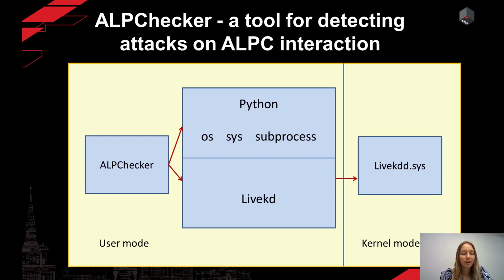Here you can see the ALPChecker architecture. It is written in Python using the subprocess module for interacting with the Windows debugger application. So, ALPChecker does not use ALPC in its work. The debugger uses its own driver to collect system kernel mode information and check the integrity of ALPC connections.